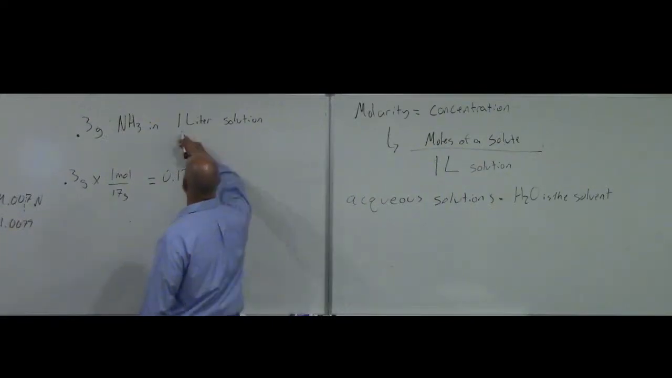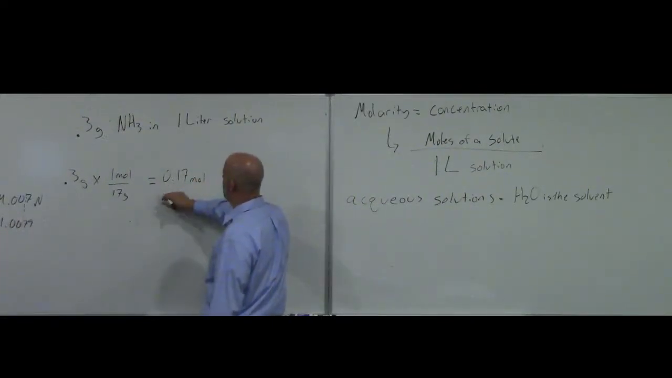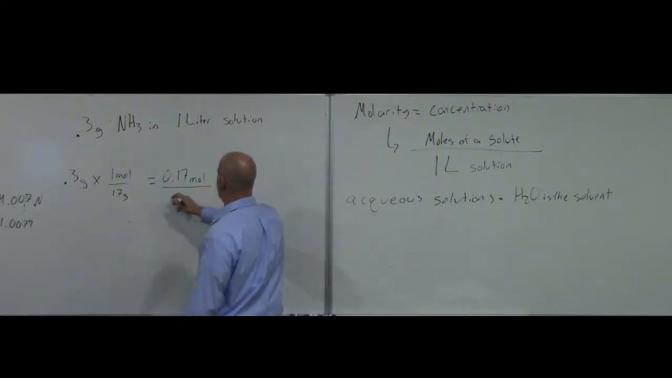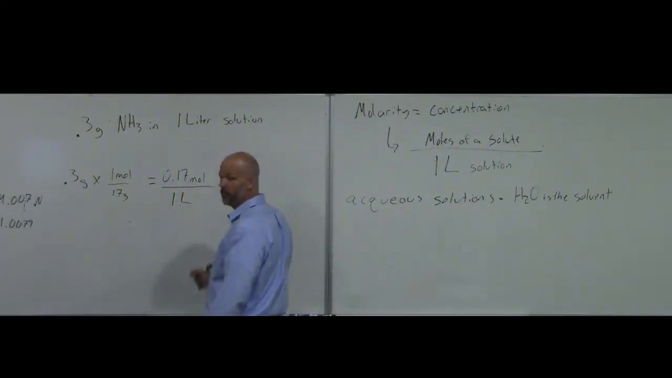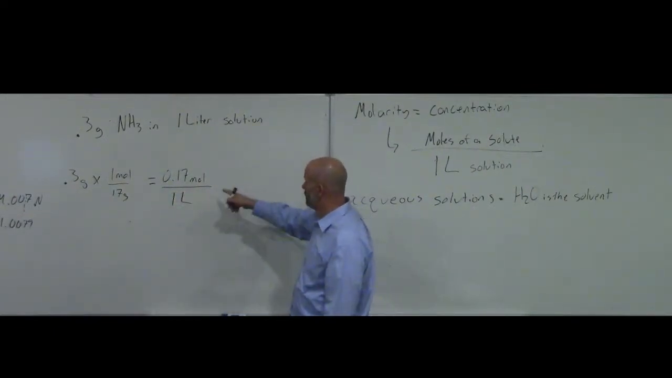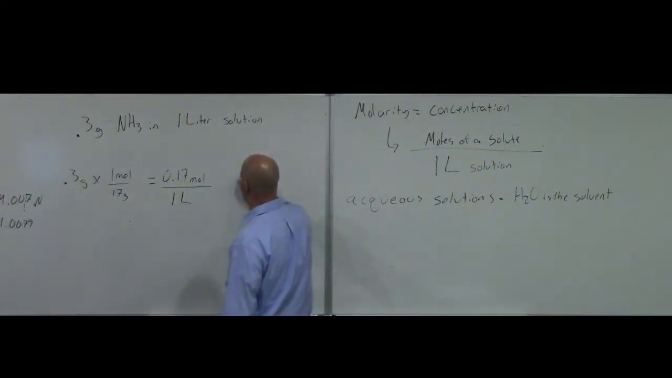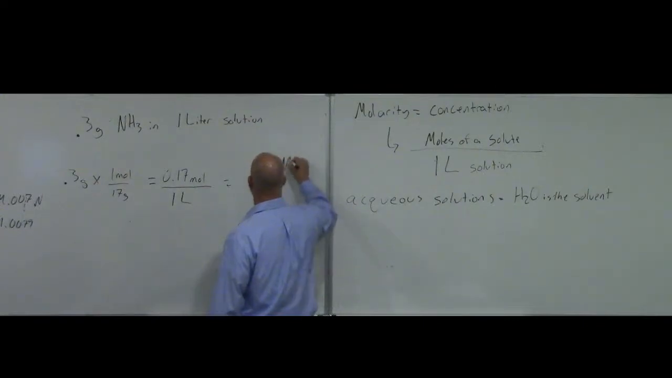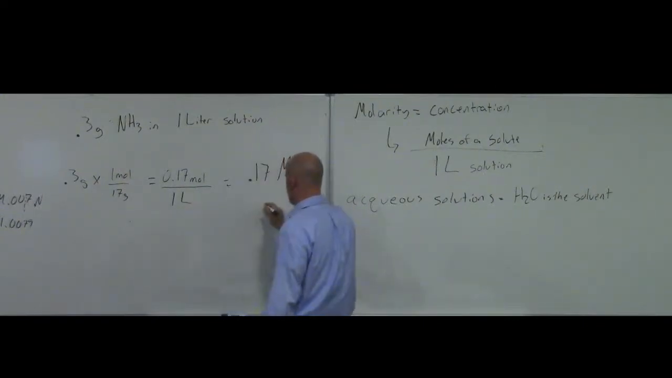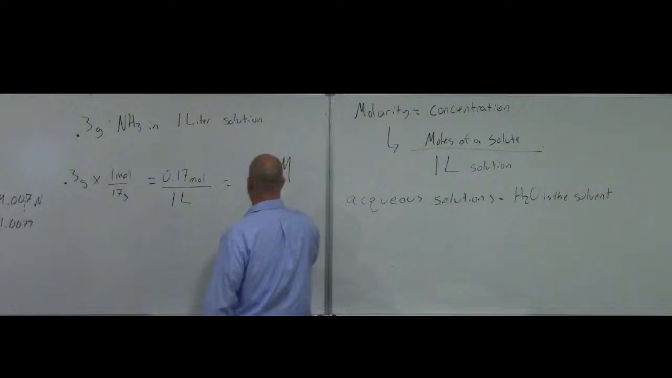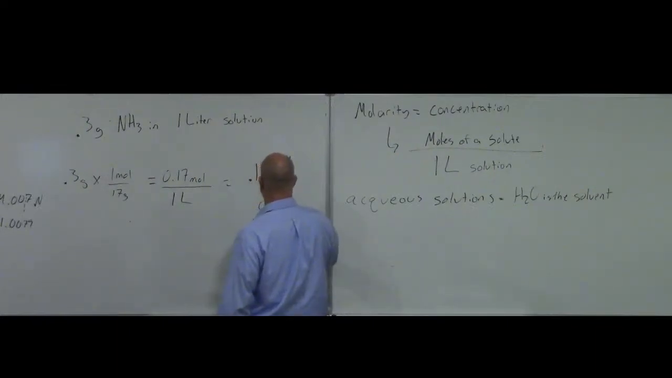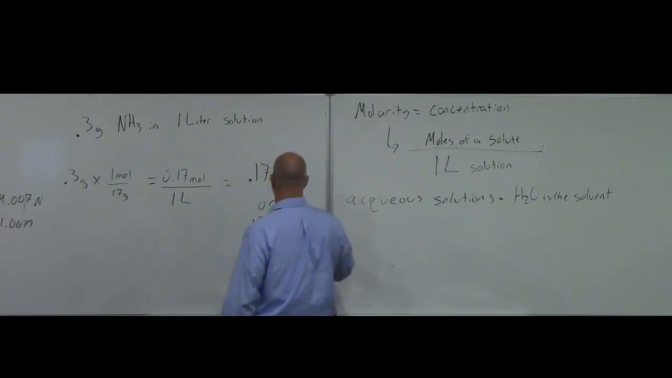0.17 grams. Now this is in 1 liter of solution, so I can just come in and I can put 1 liter here, right? Which tells me that this is what we call a 0.17 molar. That's what the M stands for. I can also write it like this, 0.17 molar solution.